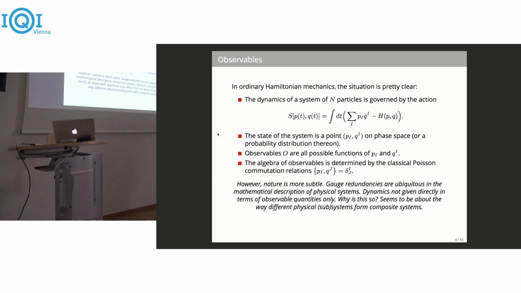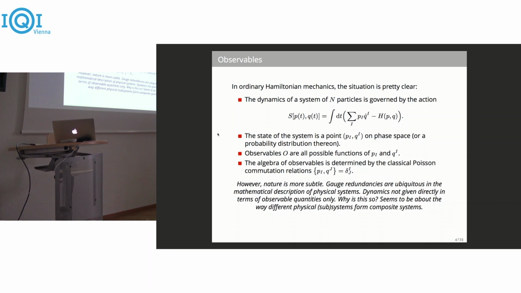The Hamiltonian is basically a symplectic potential. The action is basically the symplectic potential minus the Hamiltonian. And we know immediately what are the observables, which are simply all possible functions on phase space. And the algebra of observables is inferred from the classical Poisson brackets.